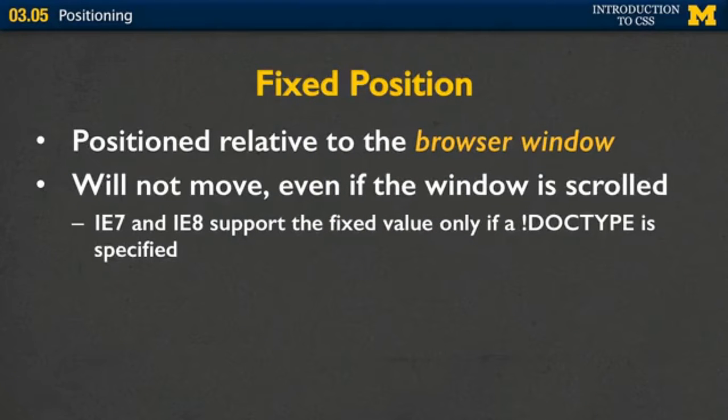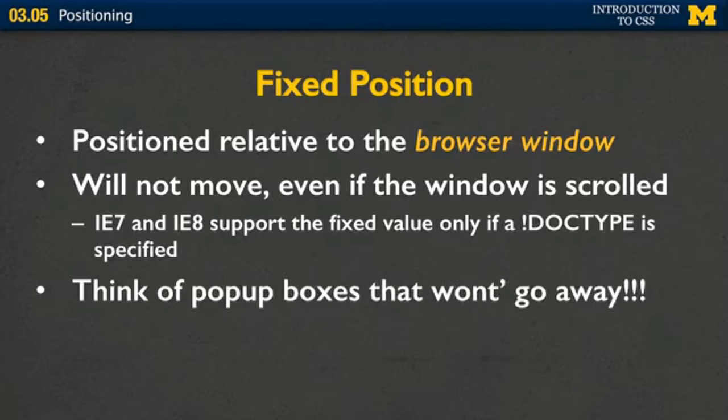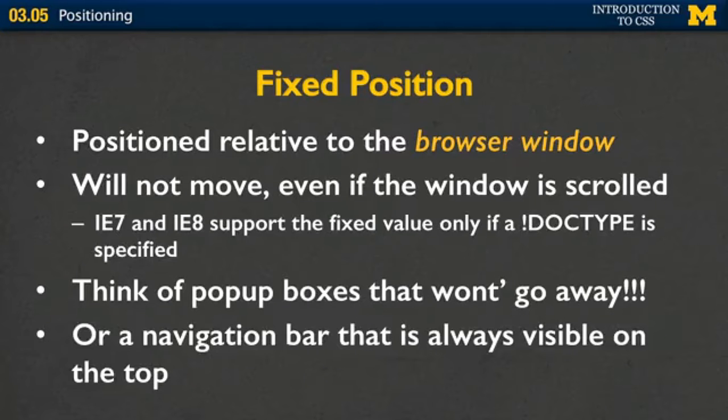Just so you know, if you're using some sort of older browser, if you're trying to design for Internet Explorer 7 or 8, this only works if you're using an HTML5 doc type. So again, when you think of the fixed position, think of pop-up boxes that just won't go away. Or you might want to also think of it as something more useful, which is when you're on a page and you might have that navigation bar on the top, and as you scroll through the page, you don't have to scroll back up to see the navigation bar because it's always just there.